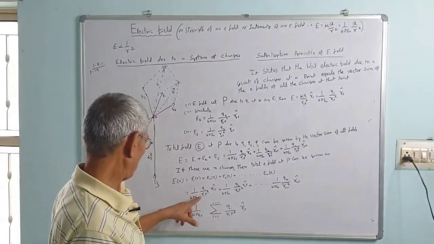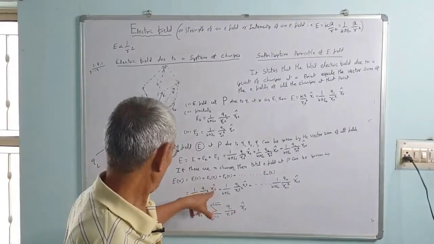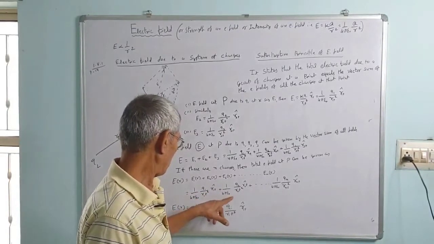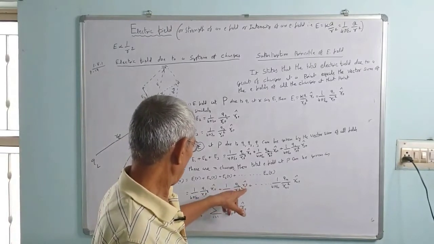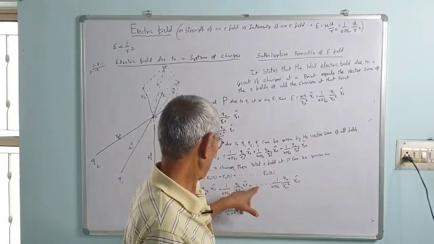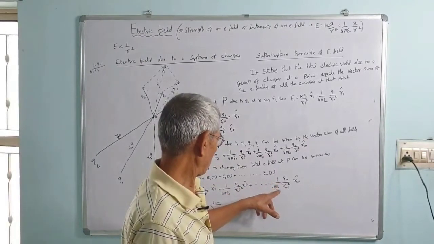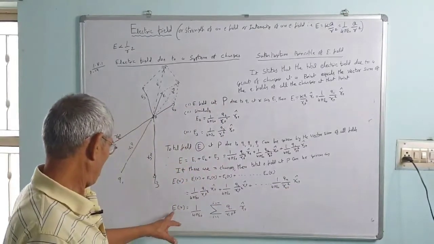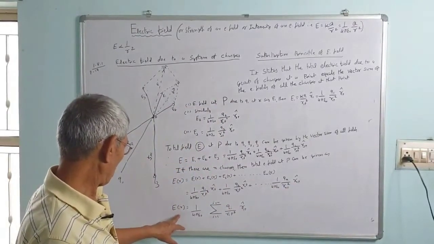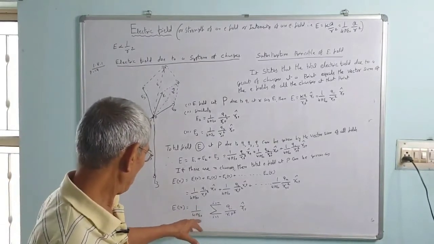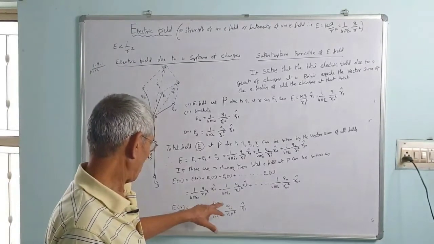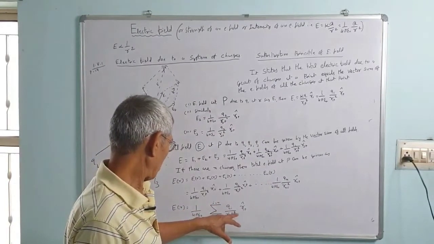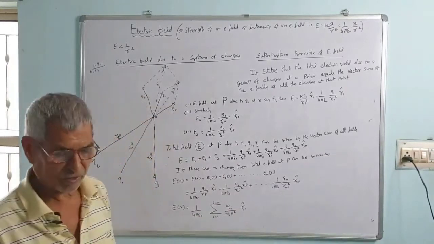1 upon 4 pi epsilon naught Q1 upon R1P square, R1P unit vector, plus 1 upon 4 pi epsilon naught Q2 upon R2P square, unit vector R2P, plus 1 upon 4 pi epsilon naught Qn upon RnP square, RnP unit vector. That is, the total electric field ER is equal to 1 upon 4 pi epsilon 0, summation from i equal to 1 to i equal to n, that is n charges, Qi upon RiP square, RiP unit vector.